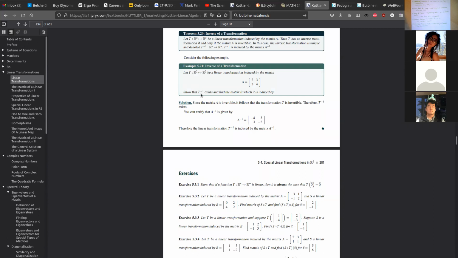This question asks about T inverse. Of course, there are going to be inverses on this exam, but that'll probably tie more into the kernels, images, one-to-ones, and isomorphisms.